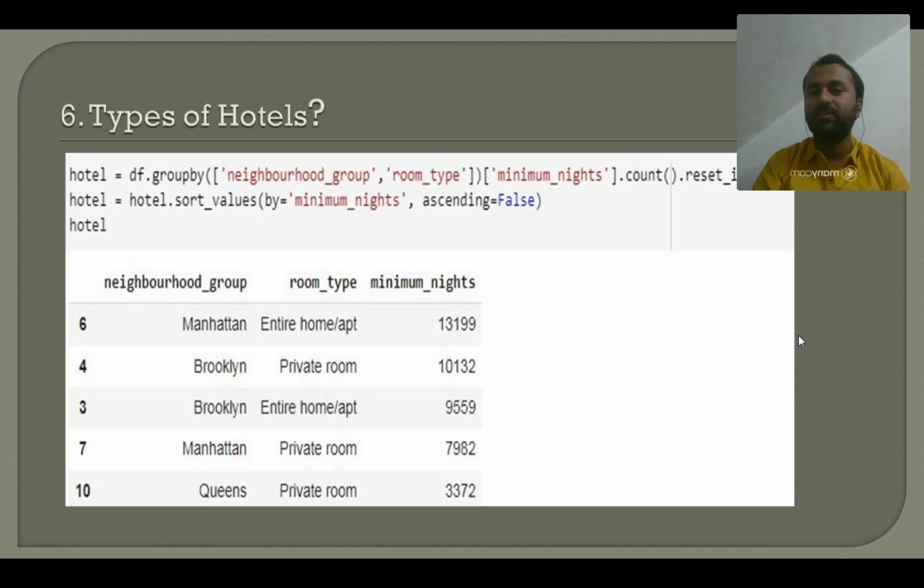Next, sixth one, types of hotel. Already we know that shared rooms are there, apartments are there, and private rooms are there. But I want to know the counts, means what is the count of shared rooms, what is the count of entire home, and what is the count of private room. So here you can see Manhattan has around 13,200 apartments, and Brooklyn has around 10,200 private rooms. I did some coding between two columns, neighborhood group, room type, and minimum nights with the count.